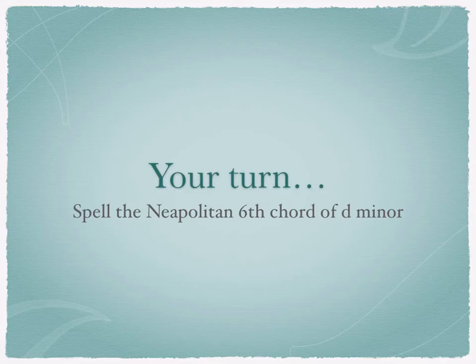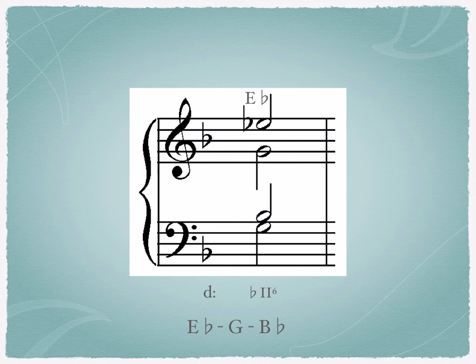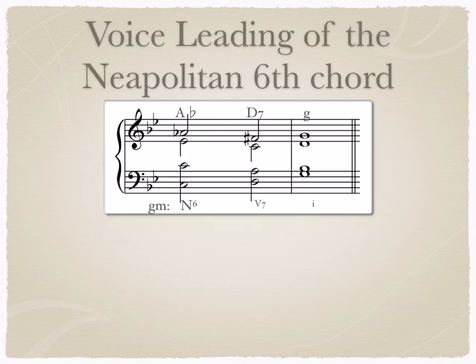Now it's your turn. Pause the video and take out a piece of staff paper. Spell the Neapolitan sixth chord of D minor in 4 voices. You should have spelled E flat, G, B flat. Don't worry if your doubling is different than mine. We'll talk about it next in voice leading of the Neapolitan sixth chord.